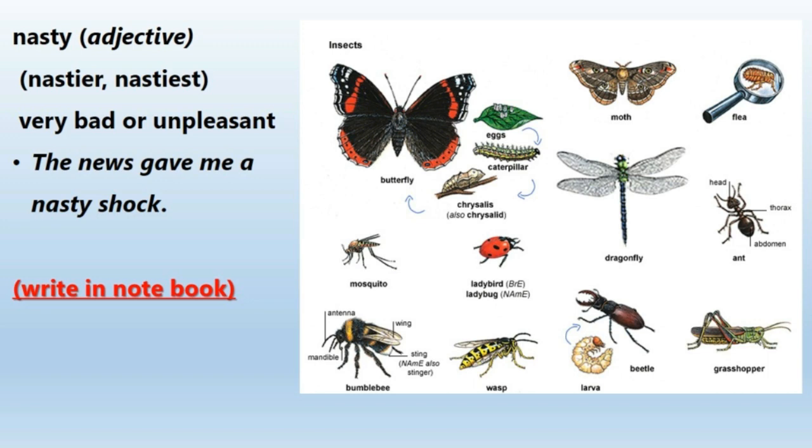Nasty, which is an adjective. Nastier and nastiest are the comparative and superlative degrees of nasty, which means very bad or unpleasant. The news gave me a nasty shock.